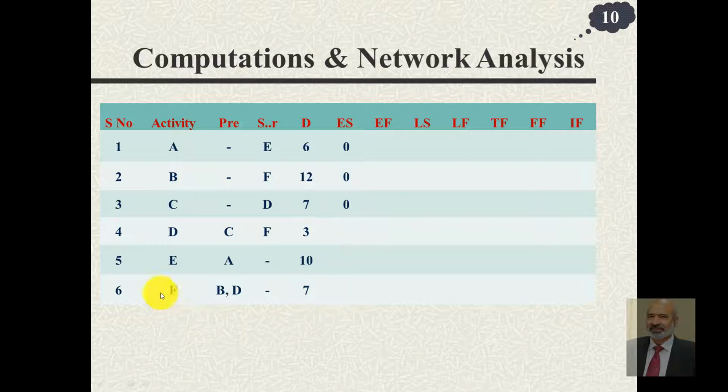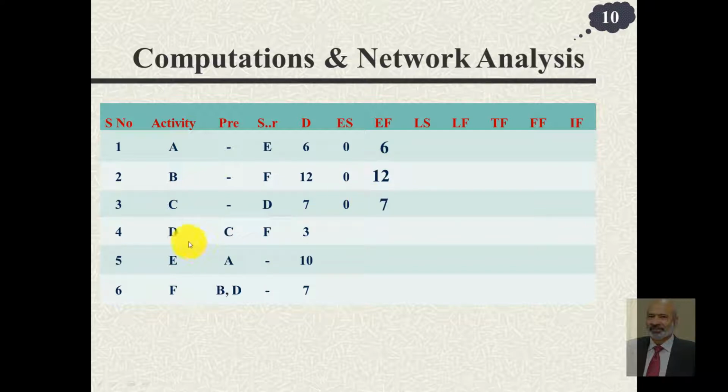Up to here we have the information that was provided to us in the question or example. We write the earliest starting times of activities A, B and C because they do not have any predecessors, so this is where the project starts. 0 for A plus its duration, you get earliest finish time as 6. 0 plus 12 is 12. 0 plus 7 is 7.